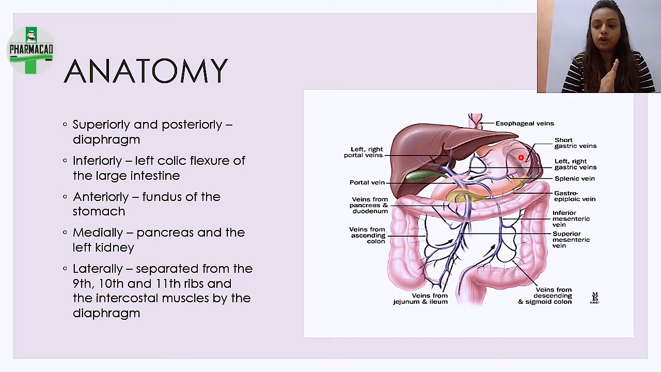Medially yani more towards the center of the body is pancreas. This yellow thing you can see, this is the pancreas. And kidneys, kidneys is not shown in this diagram. Laterally, yani away from the body, it is separated from 9th, 10th and 11th ribs. So on your abdomen, 9th, 10th or 11th ribs ke niche is going to be your spleen. Then there's going to be intercostal muscles and by the diaphragm. Fine, this is the relation of spleen with other organs. 9th, 10th and 11th rib is important. It can be an MCQ question as well.